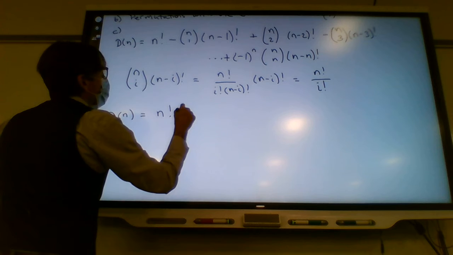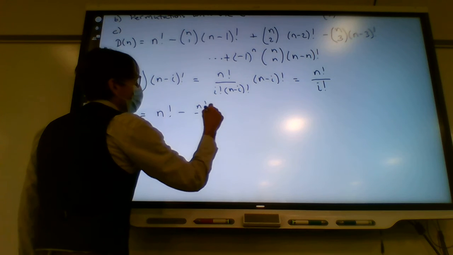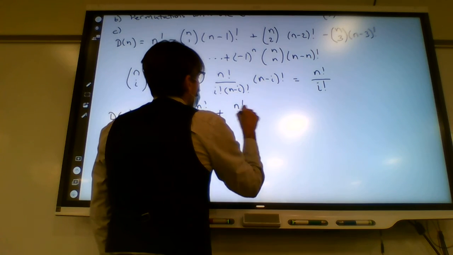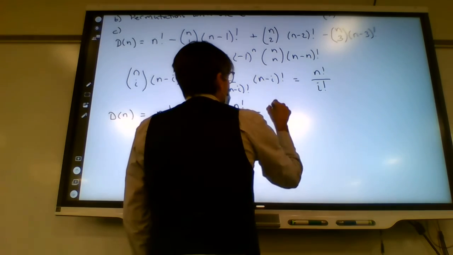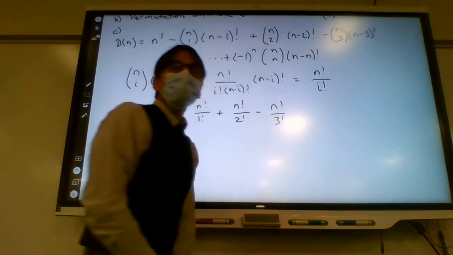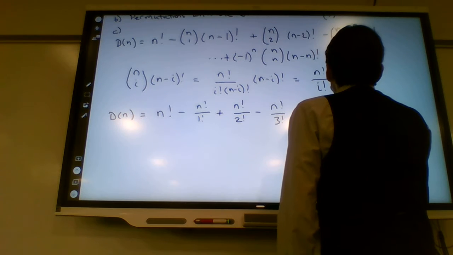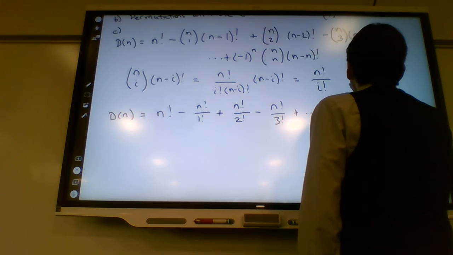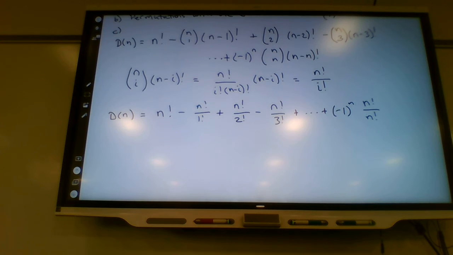n factorial minus what? That would be n factorial over 1 factorial plus n factorial over 2 factorial minus n factorial over 3 factorial, and so on until we get to where? The last thing. Look like that.